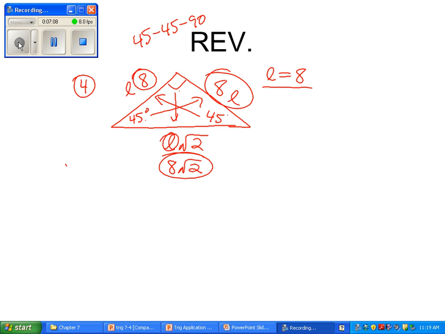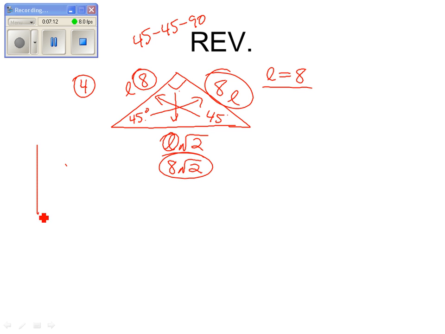A couple other things to remember with the 30, 60, 90, and the 45, 45, 90 triangles. If they tell you something's a square, you know that you have all right angles. And if you draw in a diagonal, the two triangles that are formed are both 45, 45, 90 triangles. So when you have a square and you draw in a diagonal, you have two 45, 45, 90 triangles.